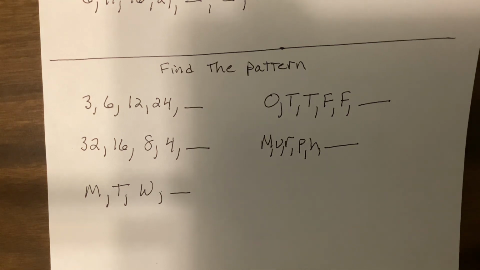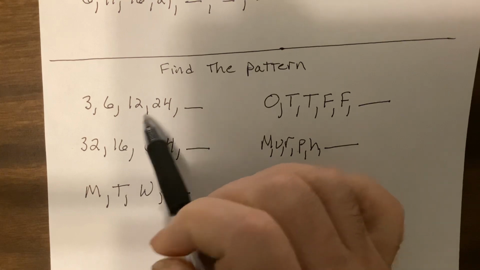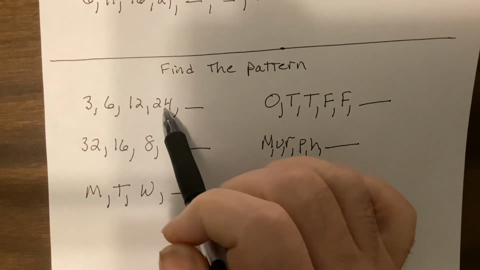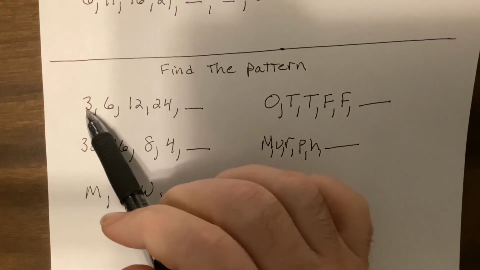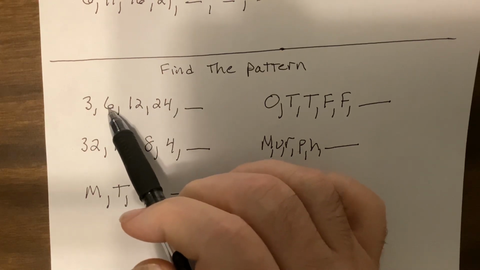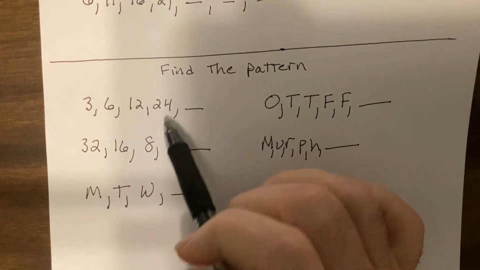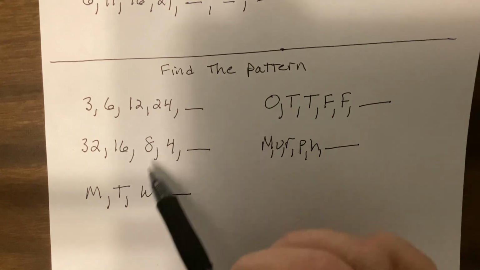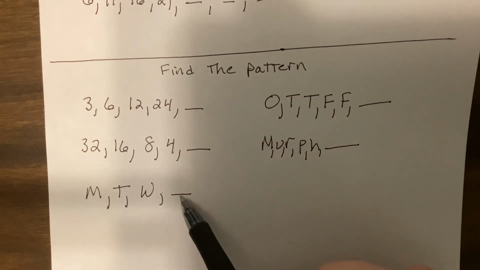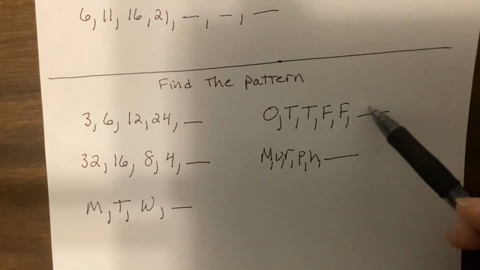First, can you find a pattern? So what's being done to the numbers to get to the next number? Now it's the same thing each time. So what do you do to 3 to get to 6? What do you do to 6 to get to 12? What do you do to 12 to get to 24? What's being done to 32 to get to 16, 18, 4? What do you think the next term in this pattern is? What do you think the next term of this one and this one?